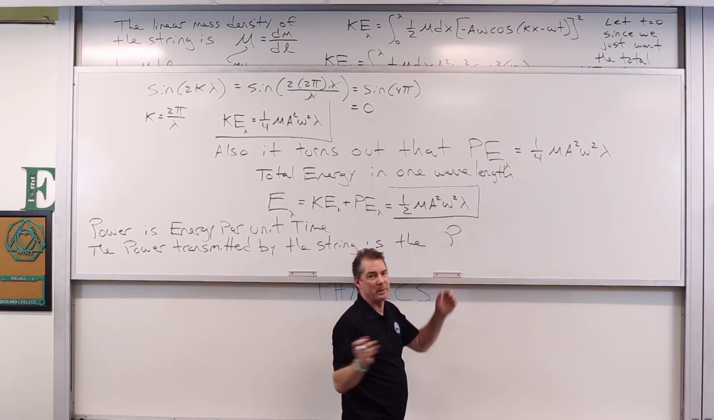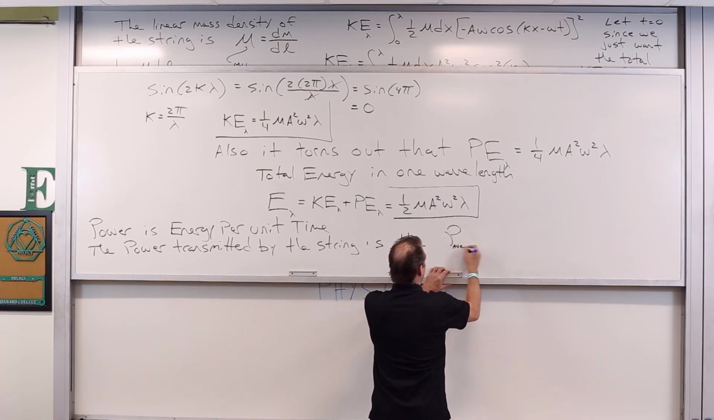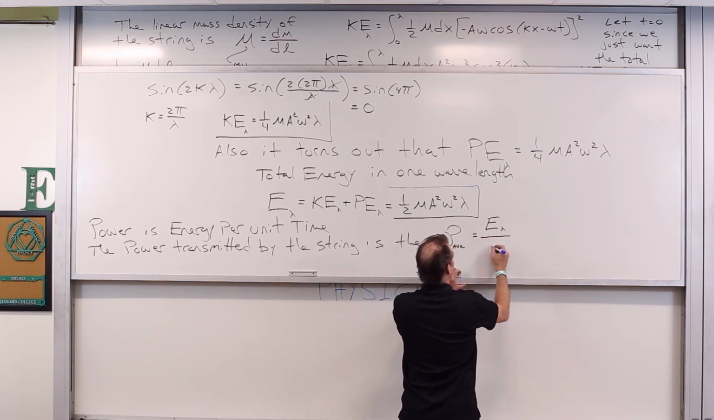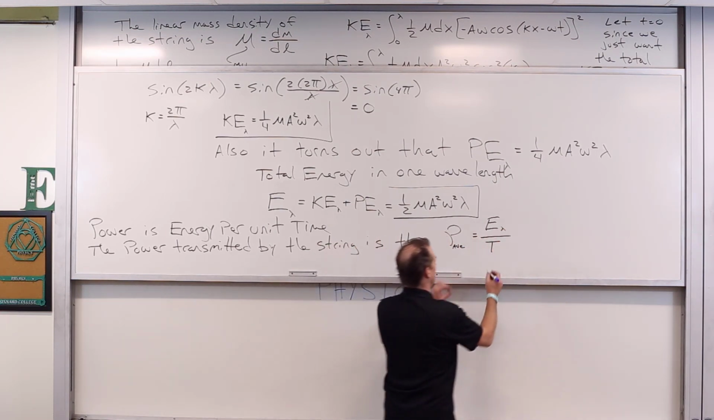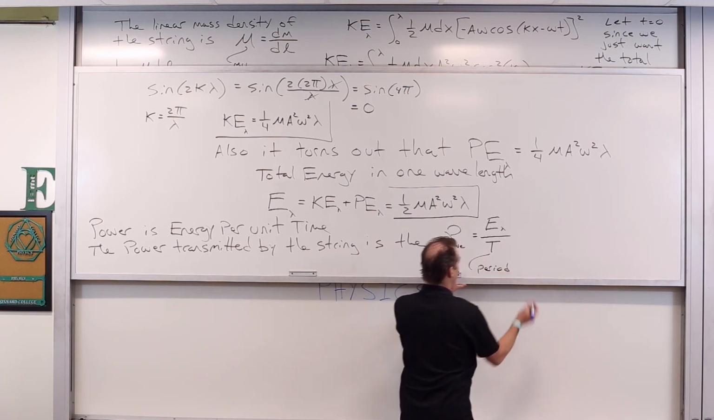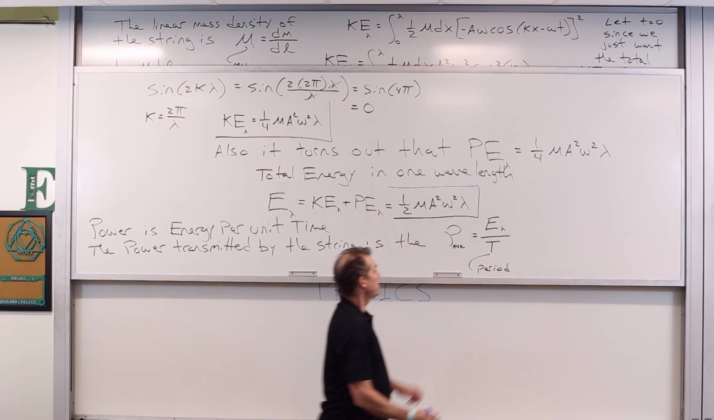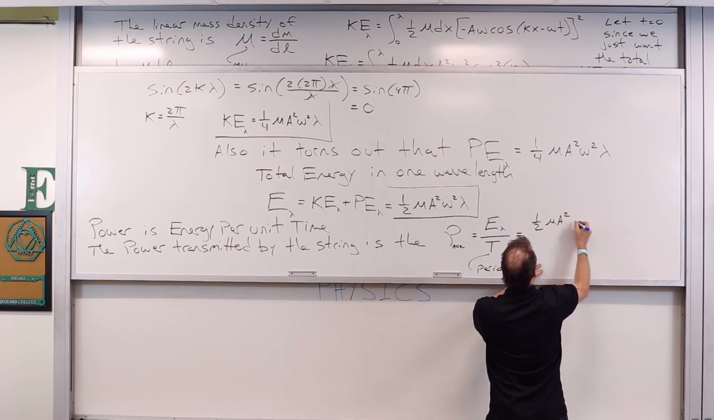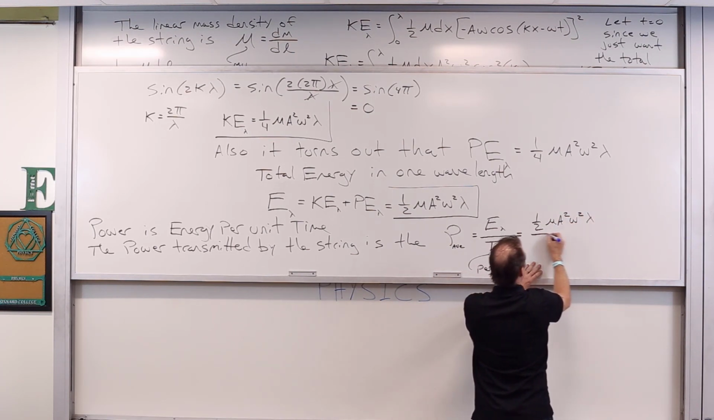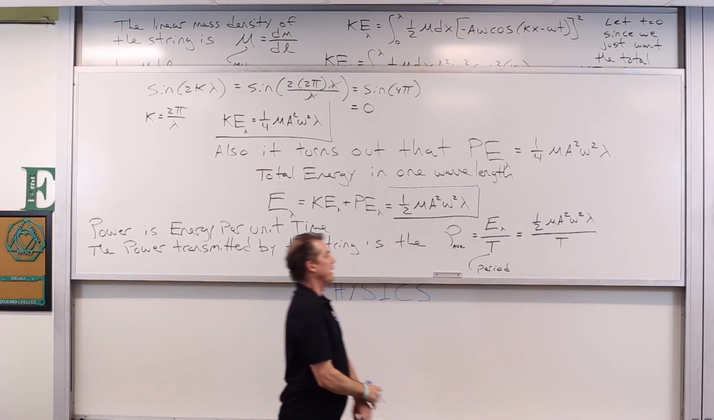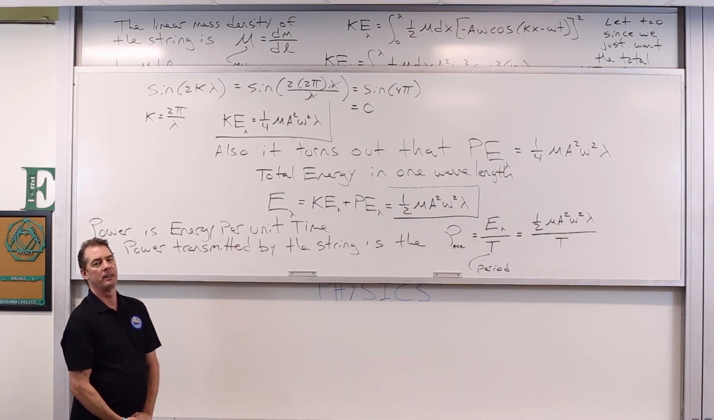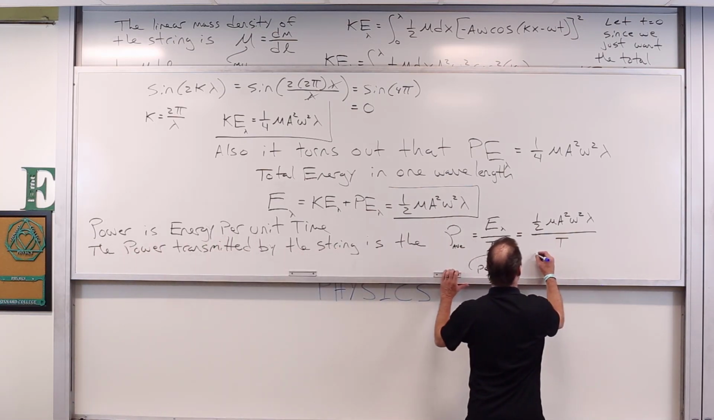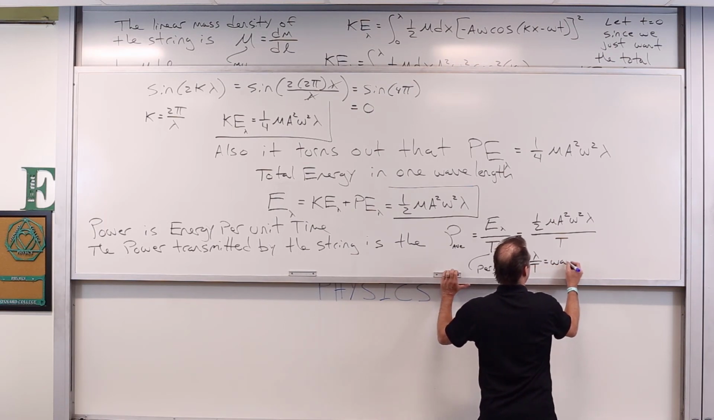This is kind of an average power because we're doing it over one wavelength. Average power is going to be equal to the energy of one wavelength divided by the period of the wave itself. So what do we get with this? Well, this is going to be equal to 1/2 mu a squared omega squared times lambda divided by the period. What's lambda divided by the period? That's the wave speed of the wave. Lambda divided by T is wave speed.